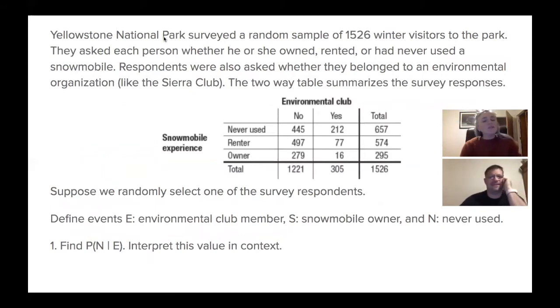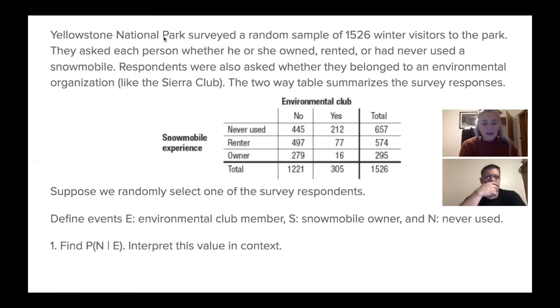Okay. Yellowstone National Park surveyed a random sample of 1,526 winter visitors to the park. They asked each person whether he or she owned, rented, or had never used a snowmobile. Residents were also asked whether they belonged to an environmental organization like the Sierra Club. I don't know what the Sierra Club is. How do you not know what the Sierra Club is? Oh my God, sorry. The two-way table summarizes the survey responses.